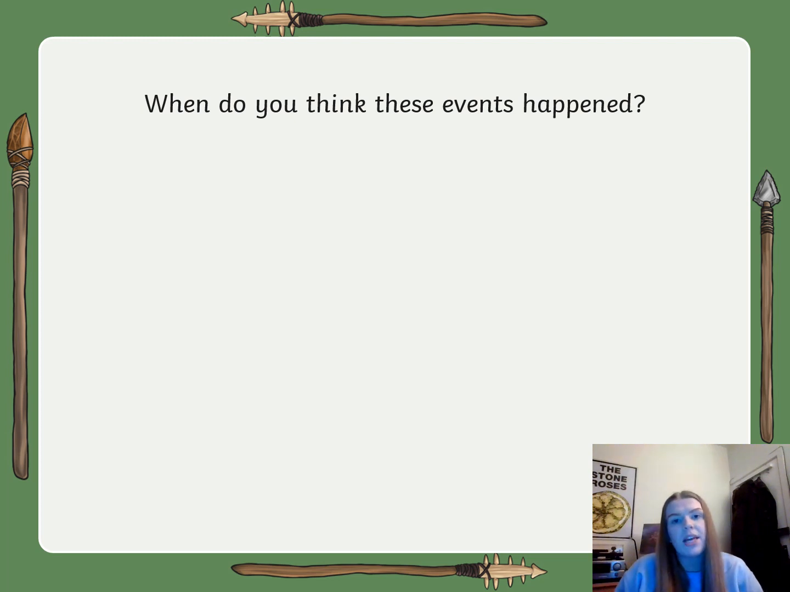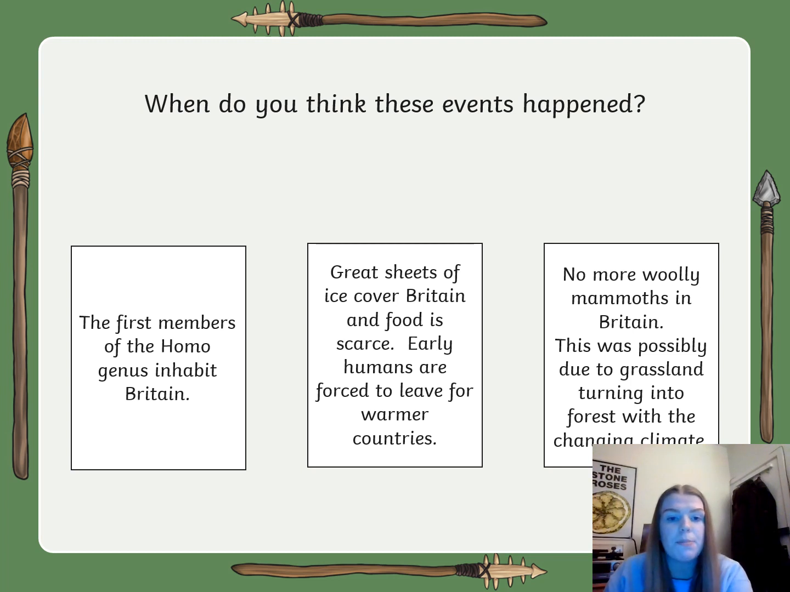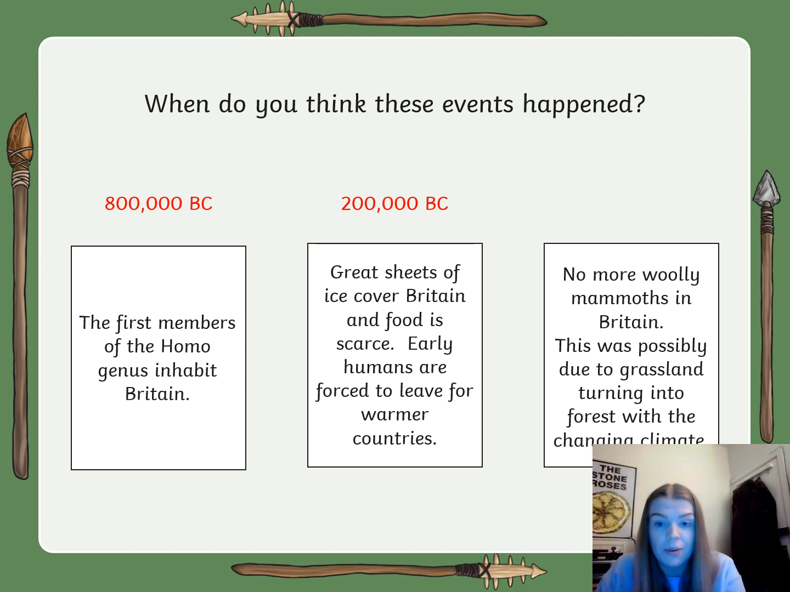So it's important we think as well about when these events might have happened. The first one, the first people inhabit Britain, let's say that happened in 800,000 BC. So we know that the next one was later than that. So have a guess now, when do we think that great sheets of ice covered Britain and food was scarce and people had to leave for warmer countries? Have a think. Okay, let's find out. That was 200,000 BC. You see how that number's got smaller?